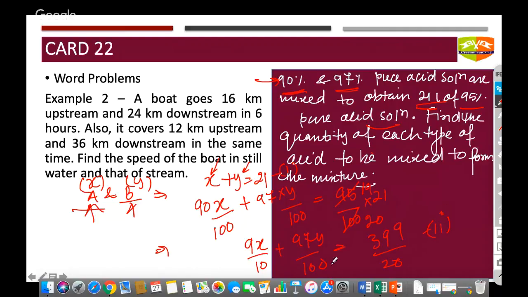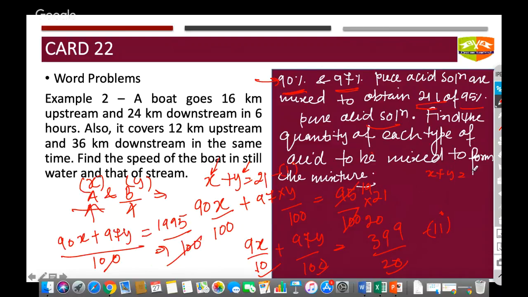Now I need to solve it. So how do I solve it? In this kind of question, I try to eliminate the denominator first. To eliminate the denominator here, with 100, 10, 10, 100 and 20, the LCM is 100. So this is 90x plus 97y is equal to 399 into 5, which is nothing but 1995, divided by 100. So the 100 and 100 are gone, and I get X plus Y is equal to 21, and 90x plus 97y is equal to 1995.